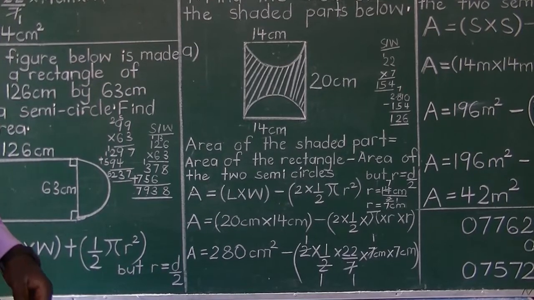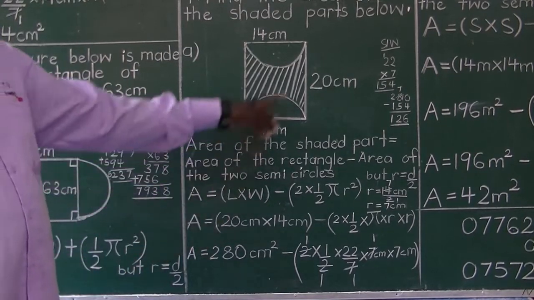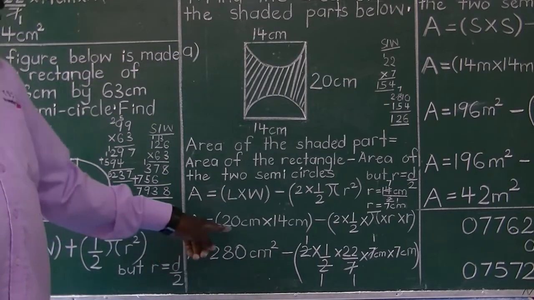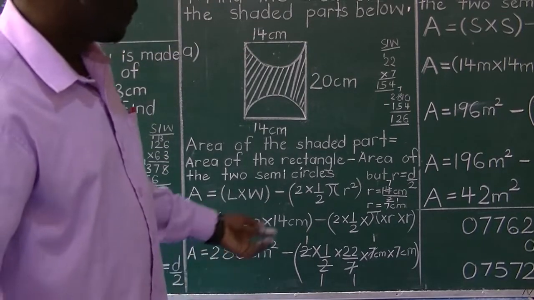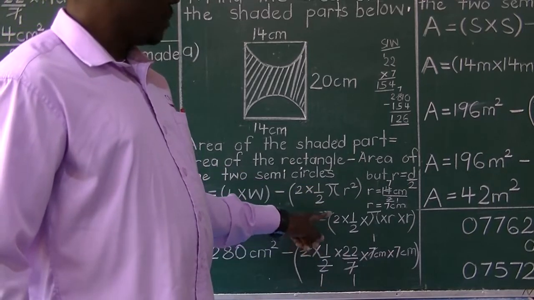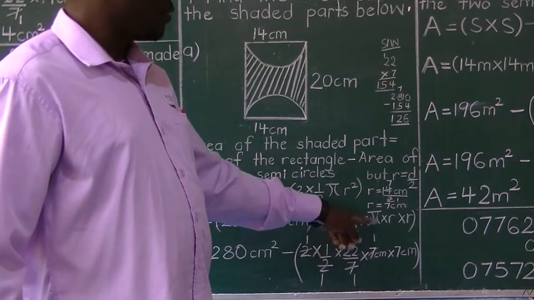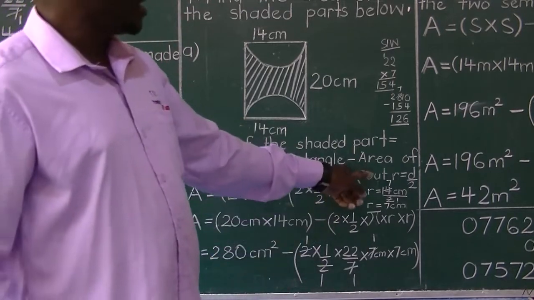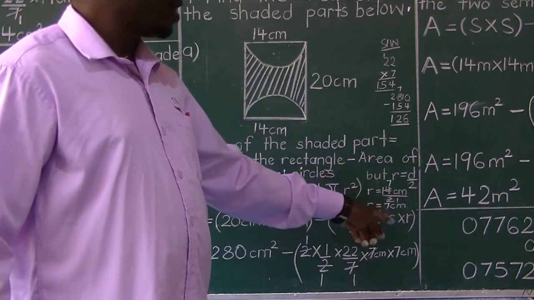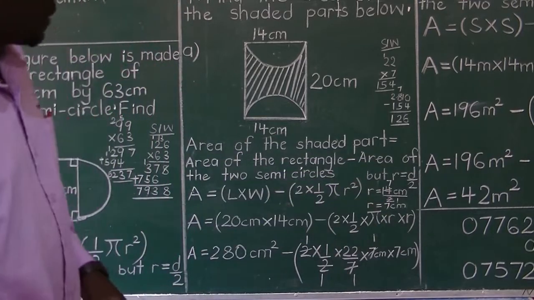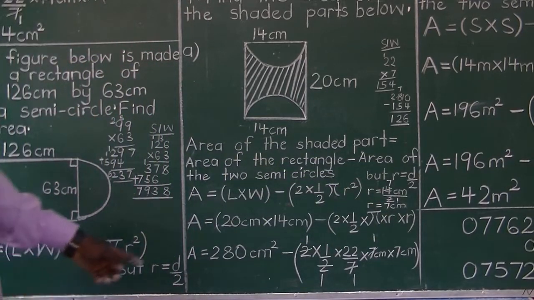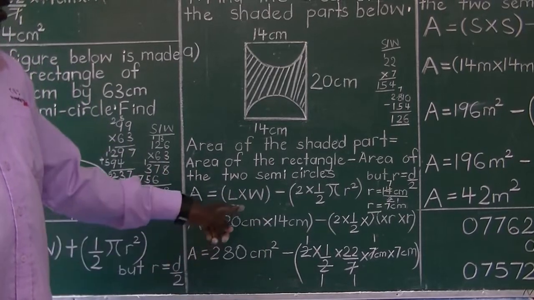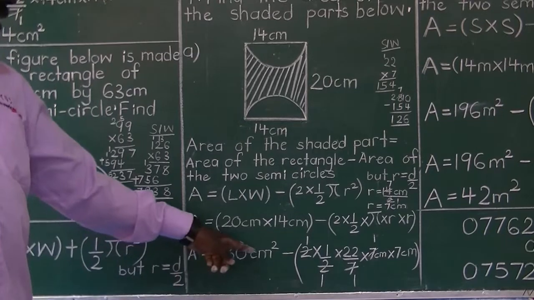And now we go to the substitution. The length is 20 and the width is 14. So area equals 20 centimeters times 14 centimeters, minus 2 times a half times pi times the radius. Remember, this is the diameter, you say radius, but it is diameter divided by 2. That's 14 centimeters divided by 2, the radius we have to use is 7 centimeters. So here we multiply 20 by 14, where 2 times 14 is 28. Remember the 0? That is 280 centimeters squared.